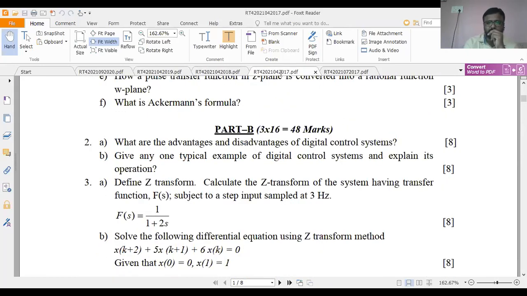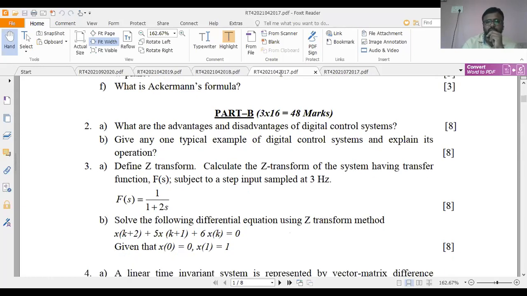And coming for the essay questions, define Z transform and calculate the Z transform of the system having the transfer function F(s), that is F(s) = 1 divided by (1 plus 2s). And solve the difference equation using the Z transform with the consideration of the initial conditions. That means you have to determine X(z) only. Why? Because output is given, not input.